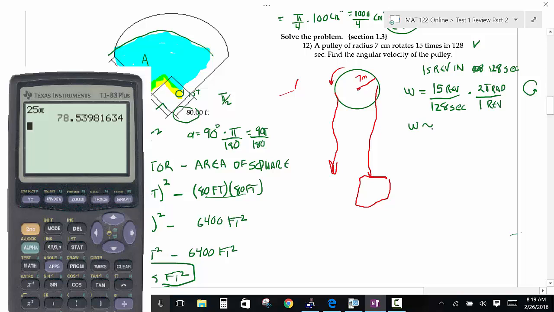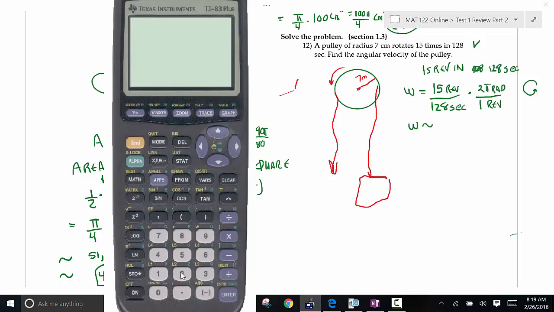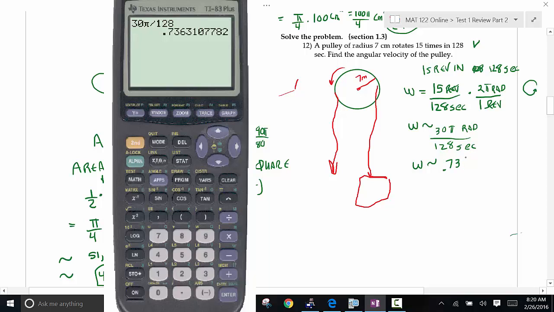So let's just go ahead and do that on the calculator. When I do that, I'm going to just go straight across. You can kind of watch how I'm doing this. So we got 30 pi. Notice the revolutions cross out. So you have 30 pi radians per 128 seconds. Now we can go to the calculator and get that put in. So I'm going to go 30 pi divided by 128. And that's going to give about 0.736, let's just round that off like that, radians per second.